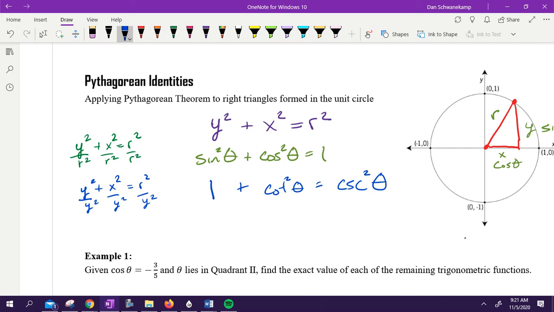Okay, let's do one last one. Guess what I'm going to divide by this time? Let's divide by x squared. What happens if I take y squared divided by x squared? Y squared divided by x squared is the same thing as tangent squared. X squared over x squared, that is just 1. And r squared over x squared, that is secant squared.